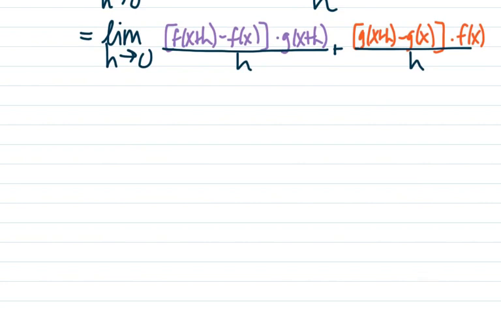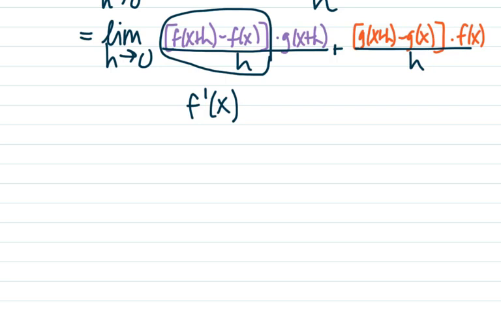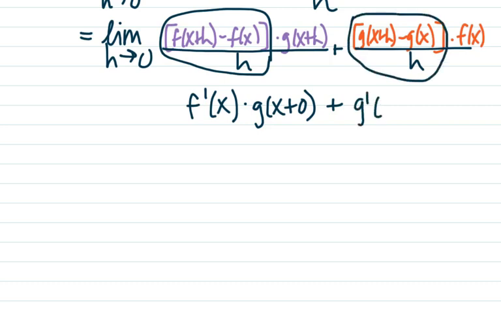Well, f of x plus h minus f of x all over h, that's the basic definition of what f prime of x is, right? If we were to just kind of break this off. And then we would still be multiplying by g of x plus h. That wouldn't have gone away. However, if h is approaching 0, that would just turn into x plus 0. Okay, and then over here, again, this is our basic limit definition for what g prime of x would be. And then we have that times f of x.